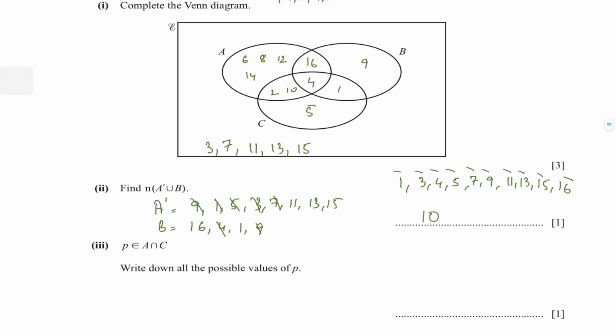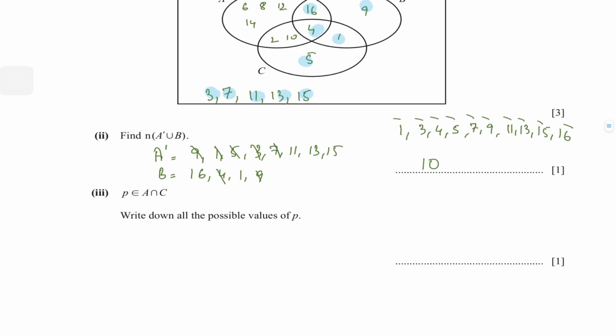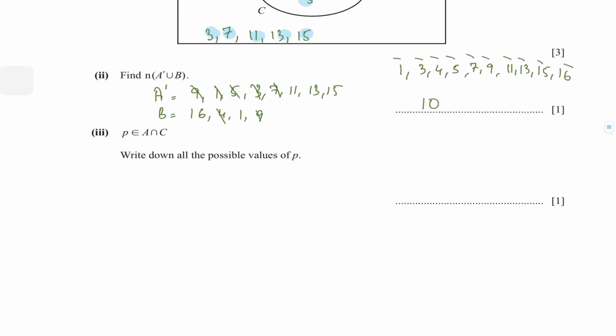I think a shorter way of doing this would have been to first count all the elements that are outside of A. That would have been 1, 2, 3, 4, 5, 6, 7, 8, and then also include the elements that are inside B also. So that would have been 9 and 10. But again, doing an extra step just to make sure that you get it right means no harm.